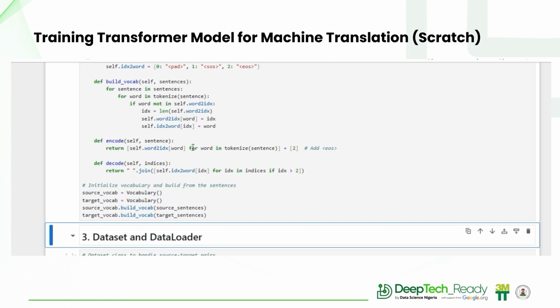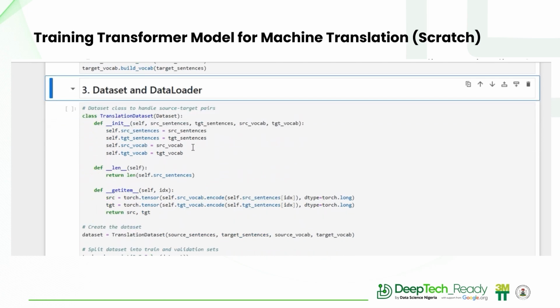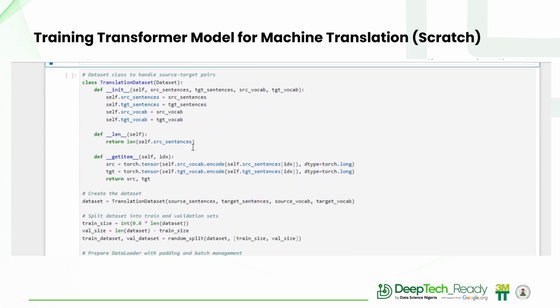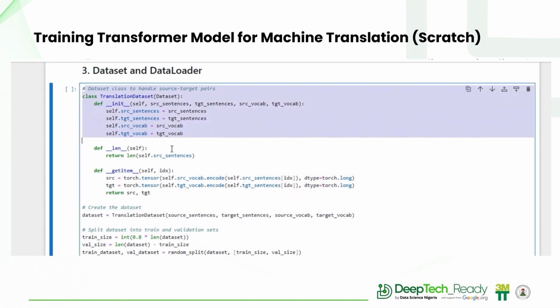So the next is the loading of the data sets, okay? So we load the data set. This code handles the pairing of the source and target sentences and then encodes them into tensors. And of course, we want to ensure that we have our split. Okay, so where is it?